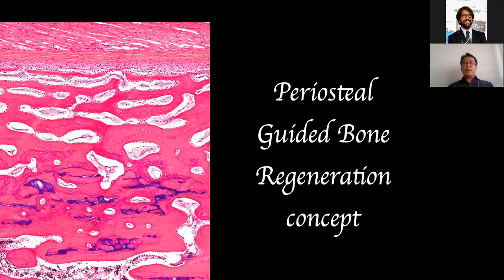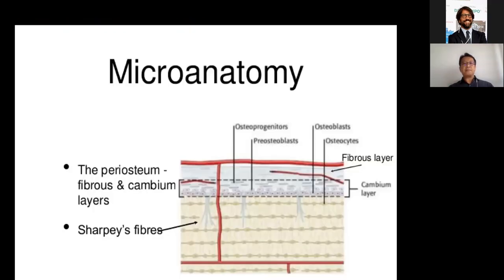So I would like to take this very short moment to introduce a concept which I apply to all my clinical cases, even now with the tooth graft material that I'm using. We're doing this thing called the periosteal guided bone regeneration concept. The membrane is the periosteum, which guides our bone formation.